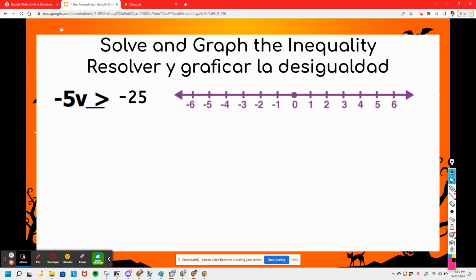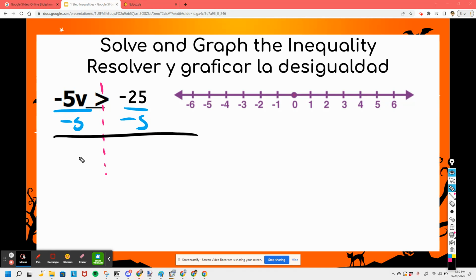All right, I want you guys to try this one. All right, we divide both sides by -5. When I do that, I get v. My arrow flips. There is an underline there, and it is 5. Closed circle on 5, and it points to the left.